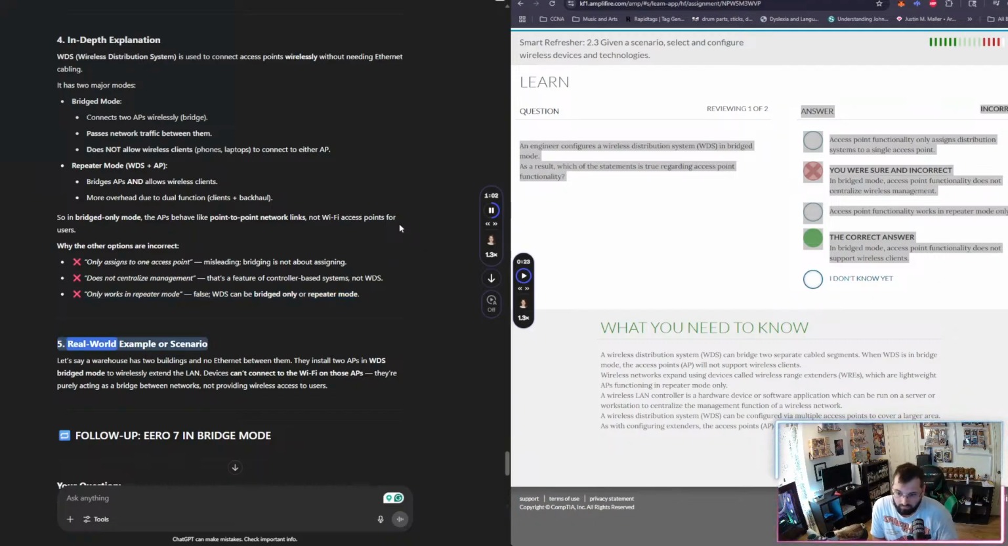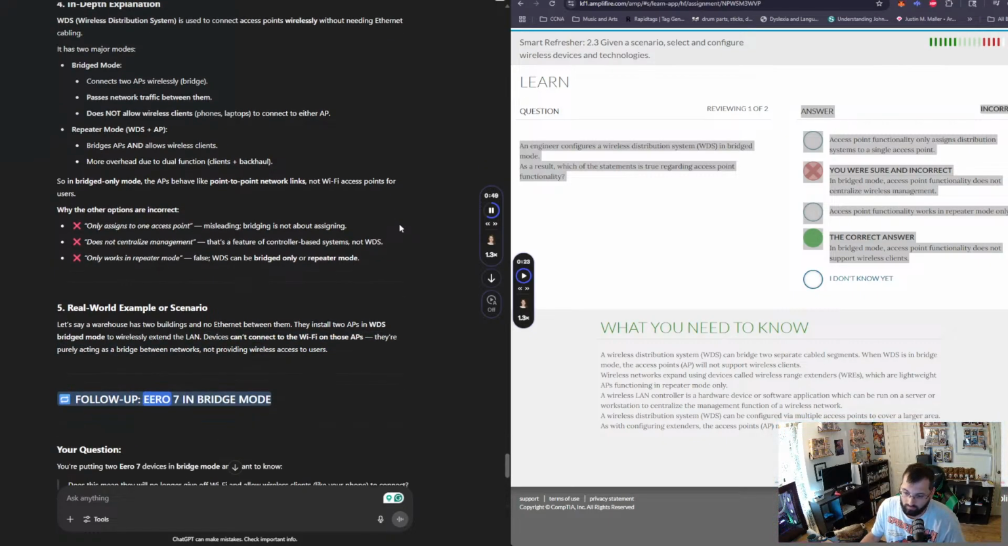5. Real-world example or scenario. Let's say a warehouse has two buildings and no Ethernet between them. They install two APs in WDS bridged mode to wirelessly extend the LAN. Devices can't connect to the Wi-Fi on those APs. They're purely acting as a bridge between networks, not providing wireless access to users.